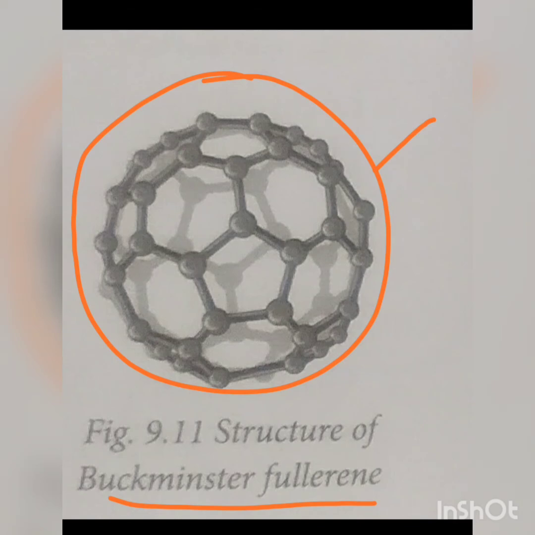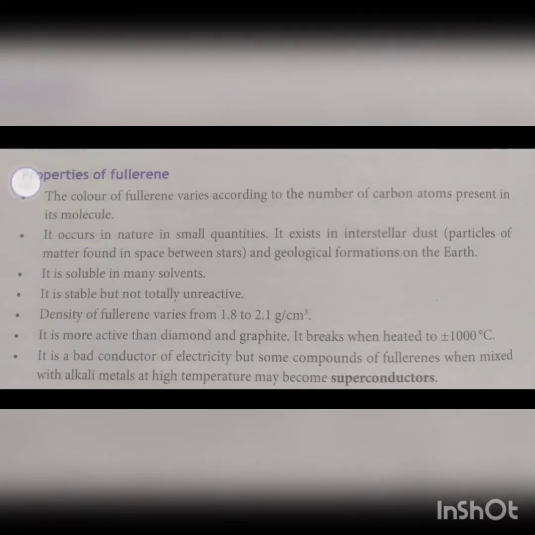C60 can be prepared artificially by condensing the vaporized graphite in the presence of helium. Properties of Fullerene. The color of Fullerene varies according to the number of carbon atoms present in its molecule. It occurs in nature in small quantities. It exists in interstellar dust, particles of matter found in space between stars and the geological formations of the earth.